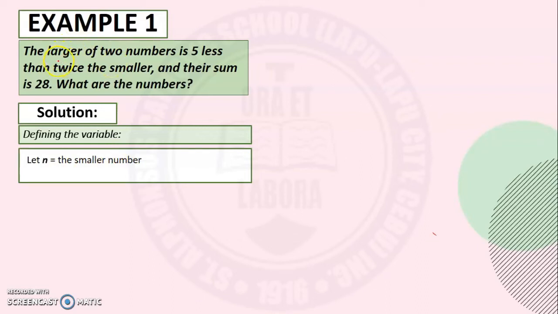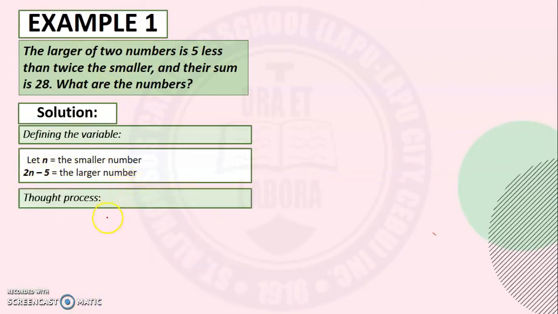For the larger number, since it was described in the problem, it says the larger of two numbers is 5 less than twice the smaller. So let's change this phrase into a mathematical phrase. From verbal phrase to mathematical phrase, using the variable n, twice the number means 2n, minus 5. So 5 less than twice the smaller, 2n minus 5, is the larger number.